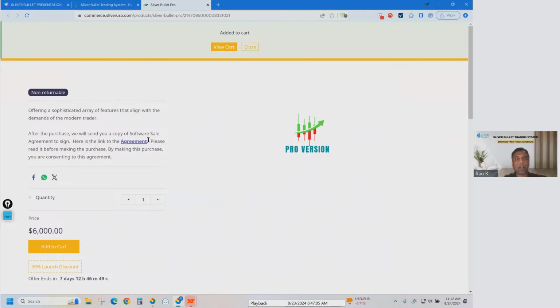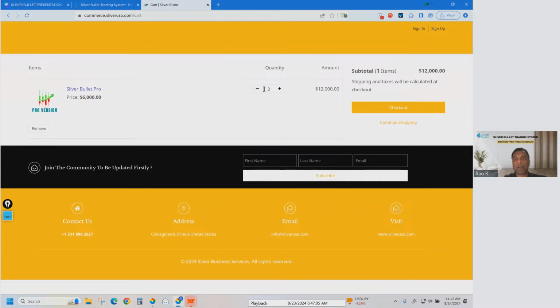And before that, do read the agreement. This is a link to a document that you will be signing eventually. As I mentioned, the license is for one computer for lifetime. So we need to note down your computer's machine ID in that document, which we'll have to sign later. So first, when you're making the purchase, just read up the agreement so you know some details about this offer. And then you view the cart.